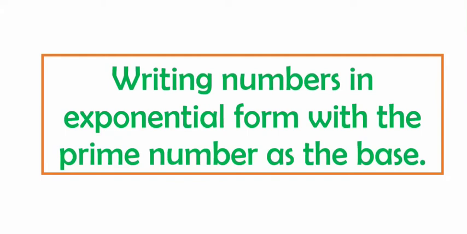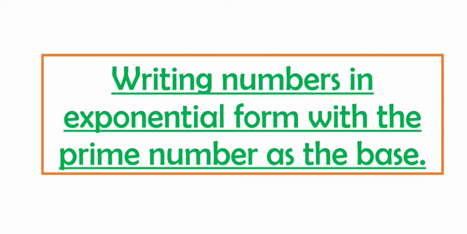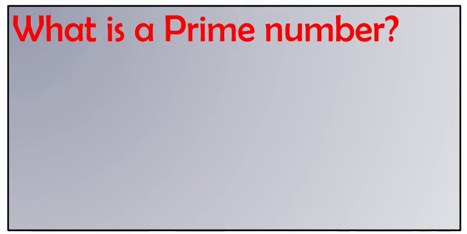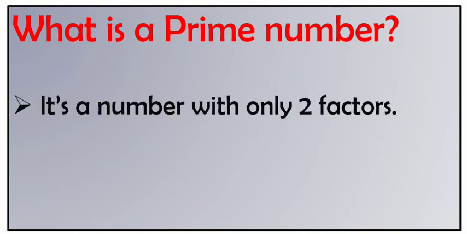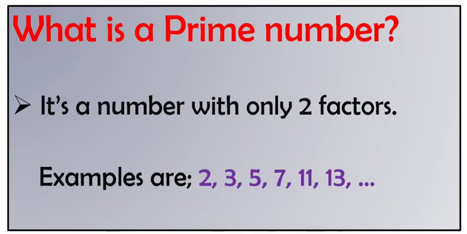Welcome to lesson 2 of our unit on exponentiation. We will focus on writing numbers in exponential form with the prime number as the base. So first of all, we need to remember what a prime number is. A prime number is a number with only two factors. Some examples include 2, 3, 5, 7, 11, 13, and others.